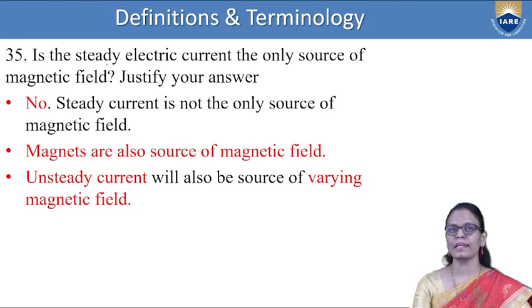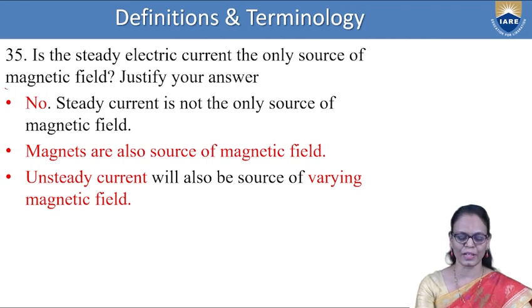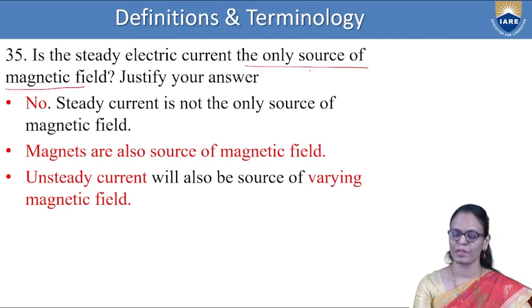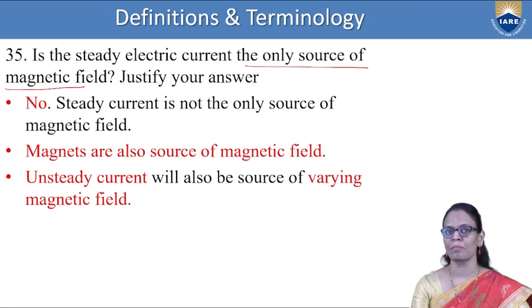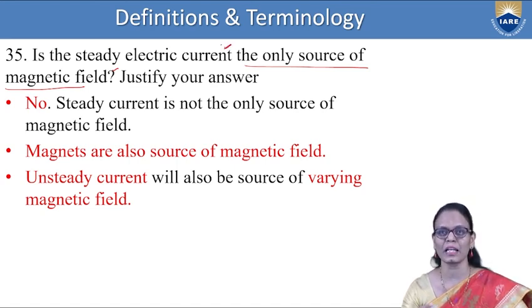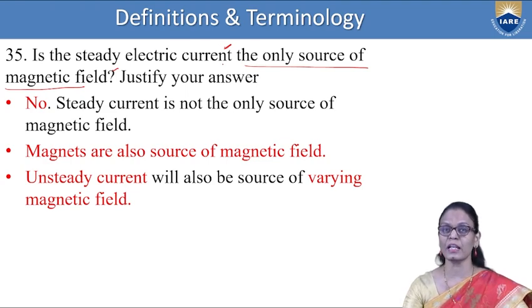Next question: is the steady electric current the only source of magnetic field? So what we are seeing here is that a magnetic field can give rise to electric current, but is the steady current the only source of magnetic field? The other way around, when you have a current flowing through a conductor, there is a magnetic field produced around it.